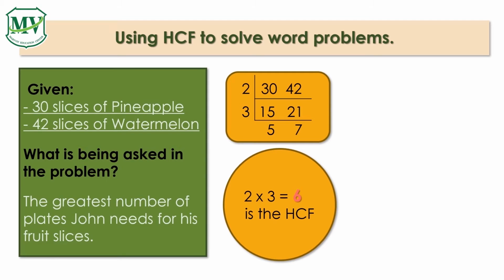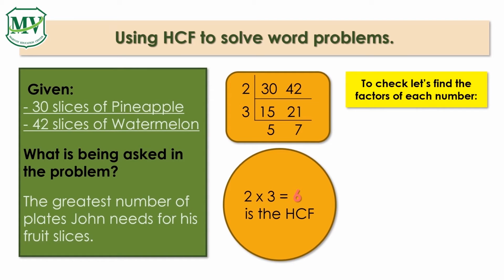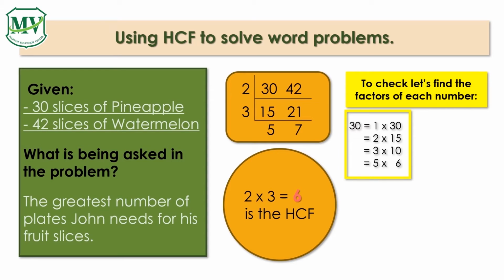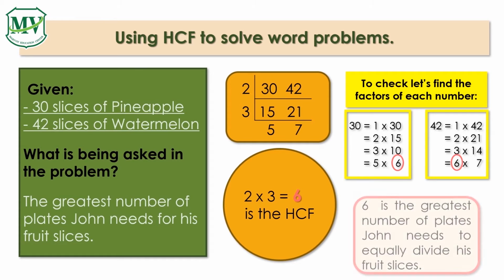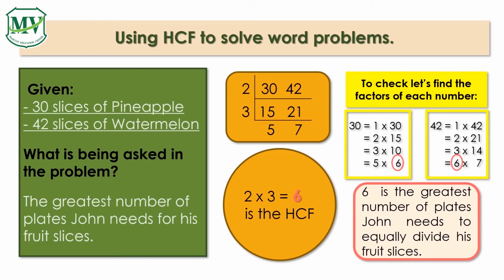To check if 6 is the HCF of both numbers, let's use the factoring method. Factors of 30 are 1, 2, 3, 5, 6, 10, 15, and 30. Factors of 42 are 1, 2, 3, 6, 7, 14, 21, and 42. Now, what is the highest common factor or HCF? Yes, 6 is their HCF. So our answer is correct.